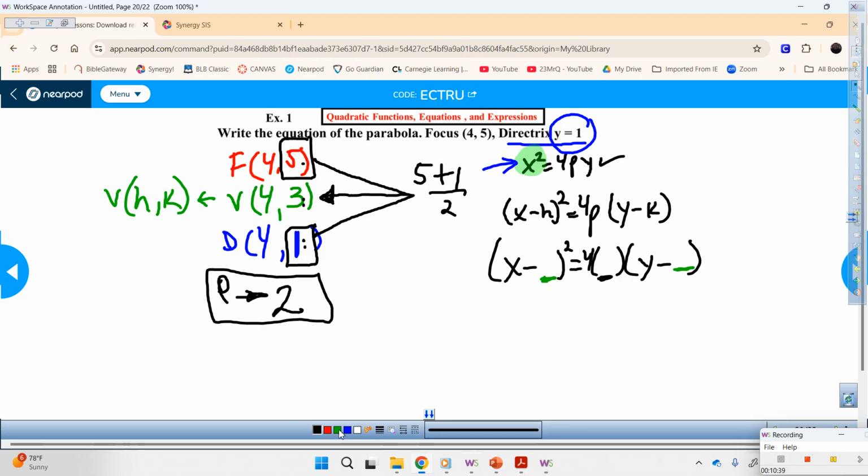Mario, pass on one. Joseph, what goes here? 3, okay. How about here? 2. All right, let's simplify. (X minus 4) squared equals 8 times (y minus 3), and this is our standard form equation.